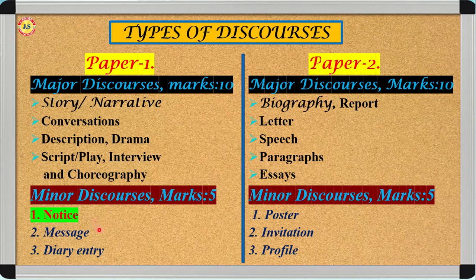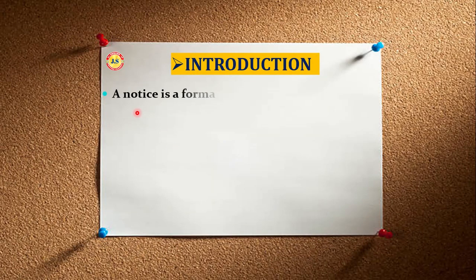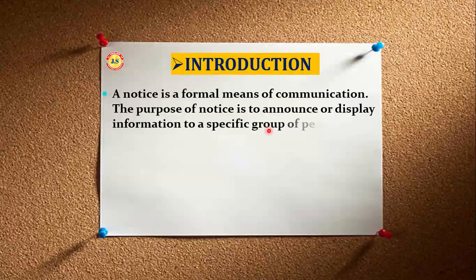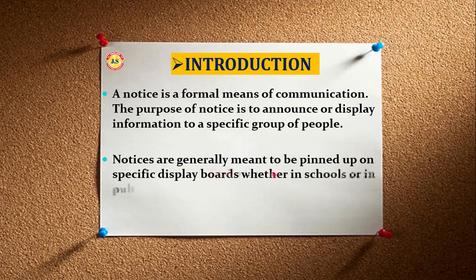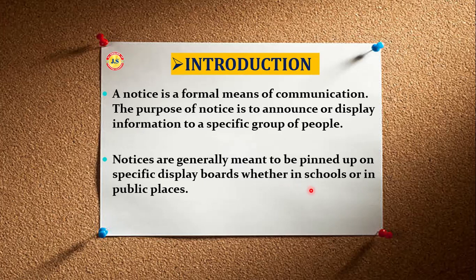What is a notice? What are the main features of a notice? What is the format of the notice and what is a sample of the notice will be discussed. Before that, let us see the introduction of notice. A notice is a formal means of communication. The purpose of a notice is to announce or display information to a specific group of people. Notices are generally meant to be pinned upon specific display boards, whether in schools or in public places.